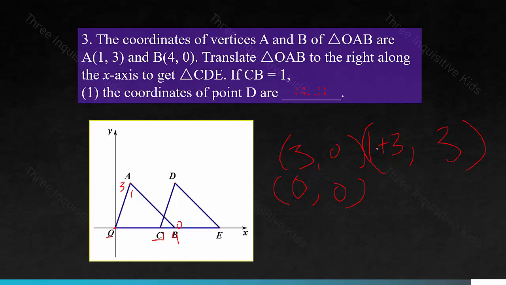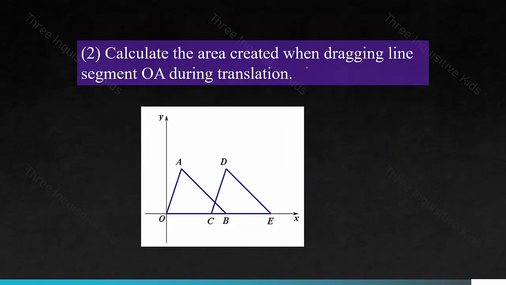We get (4, 3). Calculate the area created when dragging line segment OA during translation. So now it's talking about how much this yellow part is. We can see that this yellow shaded area is a parallelogram, which means we can use area equals base times height. So what is the base? What is OC? And what is the height? In other words, what is the y-coordinate of A and D?